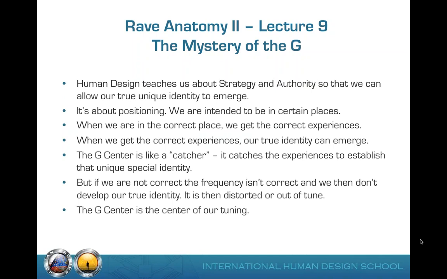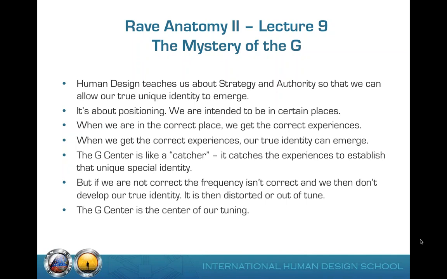Human design teaches us about strategy and authority so that we can allow our true, unique identity to emerge. It's about positioning. We are intended to be in certain places. When we are in the correct place, we get the correct experiences. When we get the correct experiences, our true identity can emerge. The G center is like a catcher. It catches the experience to establish that unique, special identity.